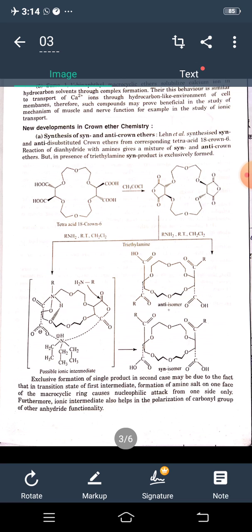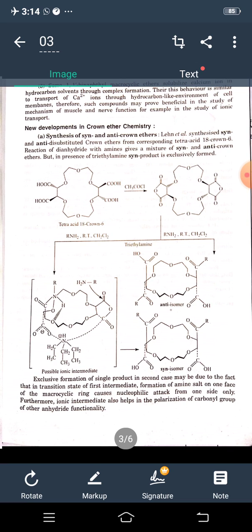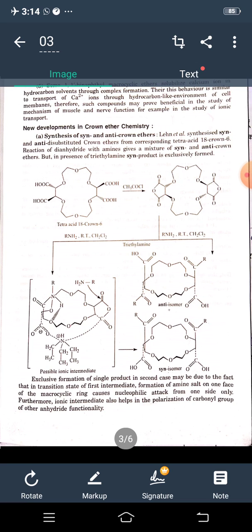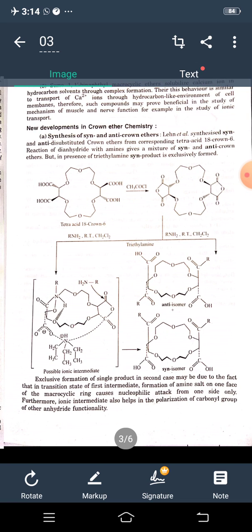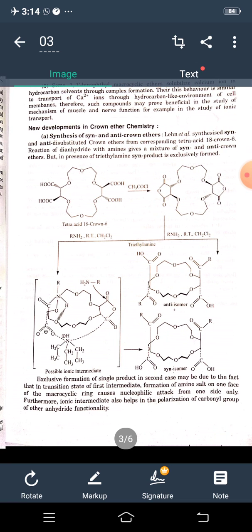Exclusive formation of a single product in the second case may be due to the fact that in the transition state of the first intermediate, formation of amine salts on the face of the macrocyclic ring causes nucleophilic attack from one side only. Furthermore, the ionic intermediate also helps in the polarization of the carbonyl of the other anhydride functionality.